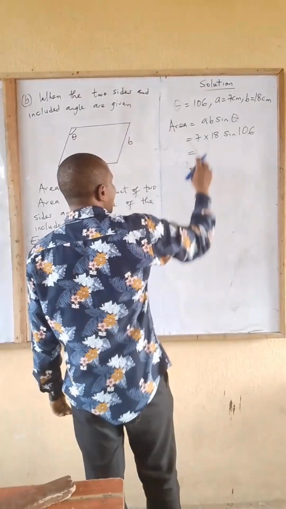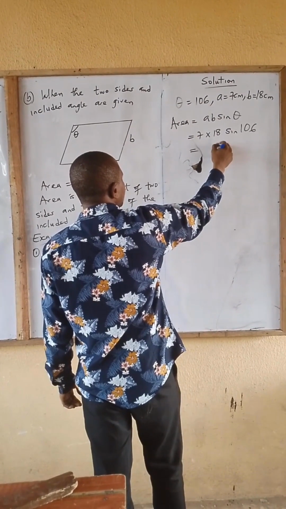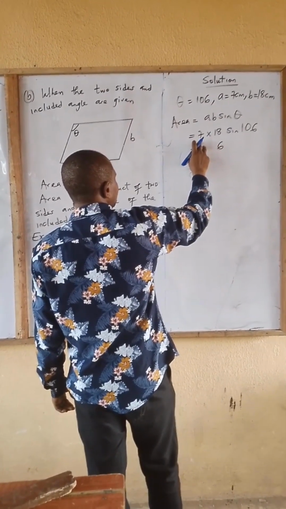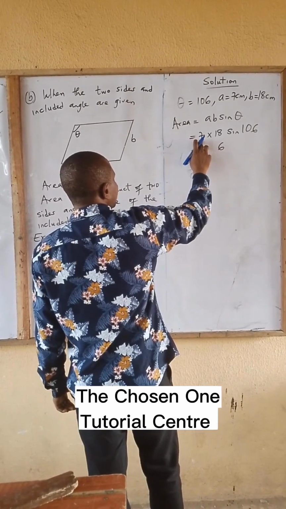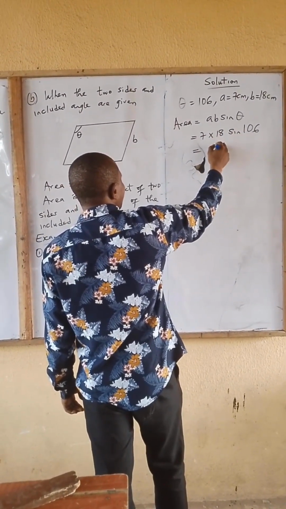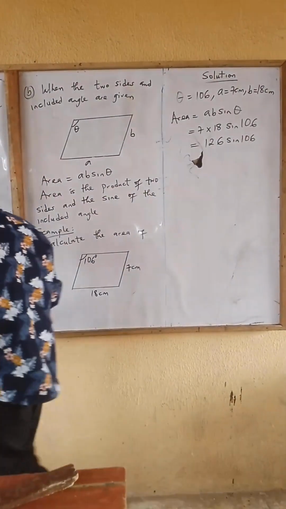So we are going to multiply 7 times 8. That's 56. We keep 5. Then 7 times 1, that's 7. Plus 5, that's 12. So 126 sine 106.